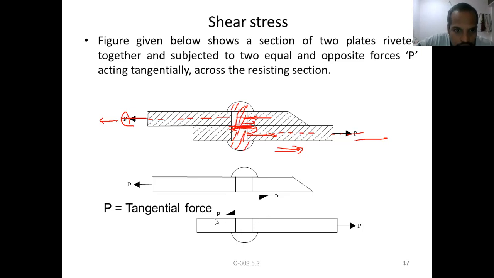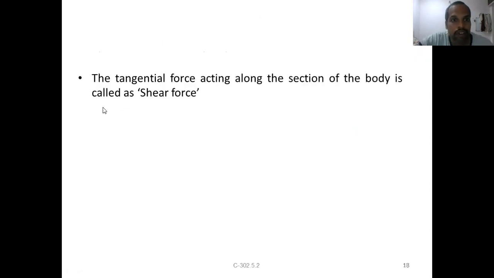So this force, the tangential force, this force P, is nothing but a force acting along the surface, along this surface of the plate. The tangential force acting along the section of the body is called a shear force. Shear off means cut off. This shear force tries to cut off the section at the particular section.